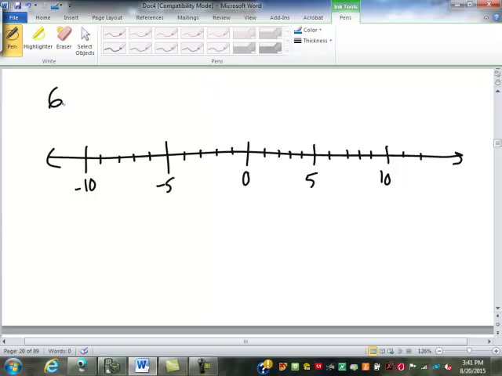Well, the number 6 is represented on the number line by something called a vector. And a vector is nothing more than a really fancy word for an arrow. It's an arrow that starts at 0 and goes to that number. So 6 starts at 0 and goes to 6.